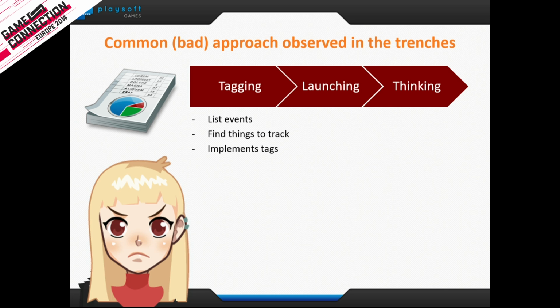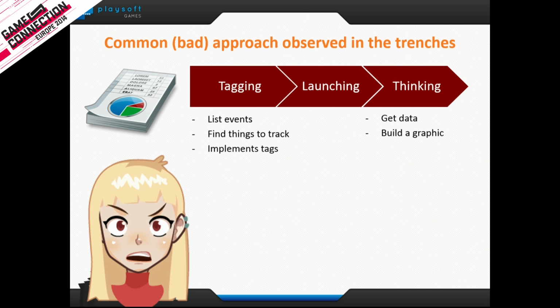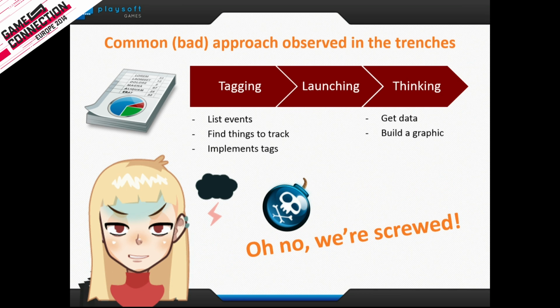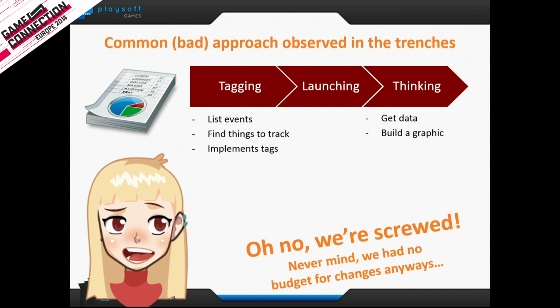And I will show you the process I propose next. So they are finding things to track and implementing the tags, and it's a side thing in the production, and then it gives you wrong data. And then when they get the data and start to build a graphic, suddenly the problems come. Because analytics packages are quite complicated. They have limitations, which we will discuss a little bit later on. And oftentimes you can't display the data that you need in a way that is really interesting and insightful. So, whoops, oh no, we're screwed. But never mind, we had no budget for changes anyway. So that's what's happening on the ground, very often, too often.